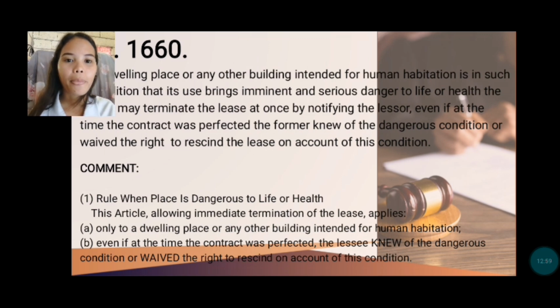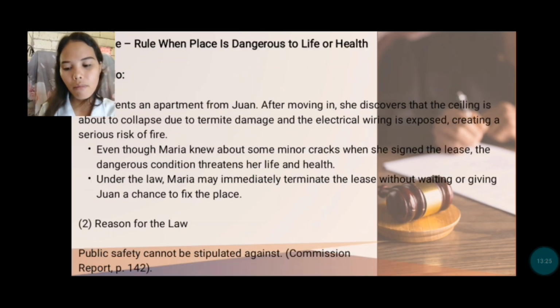Comment 1. Rule when place is dangerous to life or health. This article, allowing immediate termination of the lease, applies only to a dwelling place or any other building intended for human habitation. B. If at the time the contract was perfected, the lessee knew of the dangerous condition or waived the right to rescind on account of this condition.